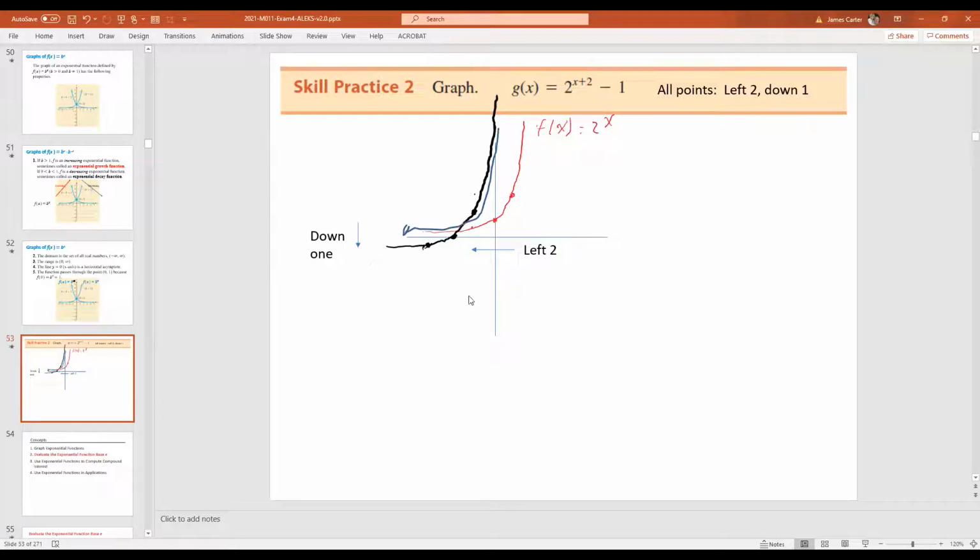And I haven't drawn it perfectly. But basically, the x plus 2 is going to take you left 2 places. The -1 is going to take you down 1 place.